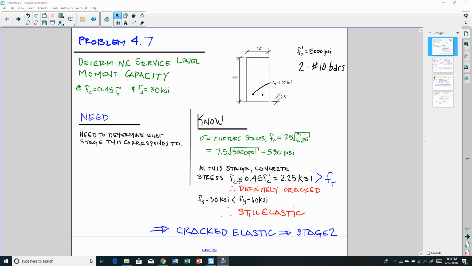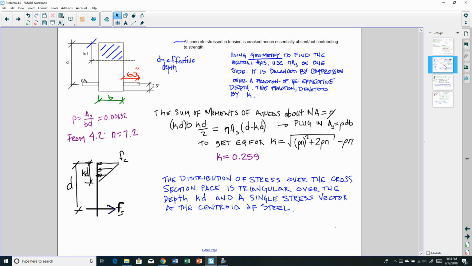So anything above this means that we've cracked. At this stage, if we have a concrete stress of 0.45 f'c, we're at 2200 psi. So we're definitely beyond the cracking stress, so we have definitely cracked in this section. And with our steel at 30 ksi, we're still below the yield stress, so we're still in the elastic region. So we have a cracked section and we're in the elastic range. So this means we're in stage 2. So for stage 2, we need to look at a stress distribution that looks like this one down here.